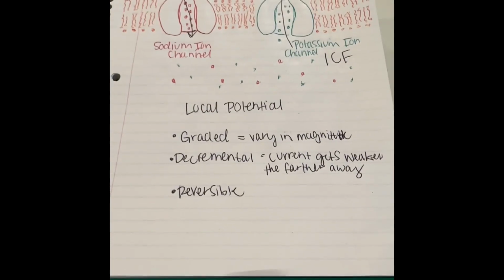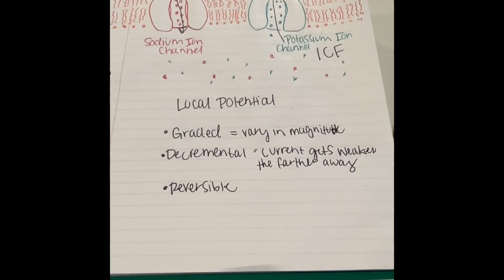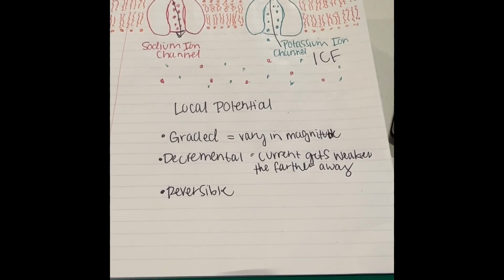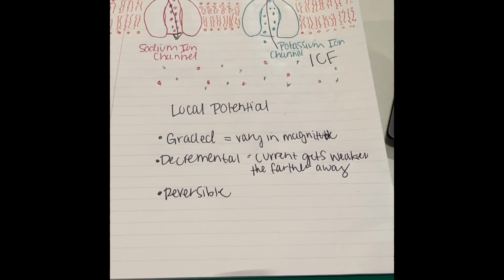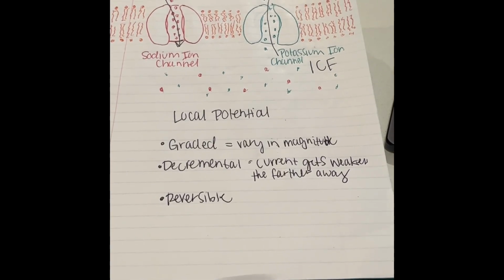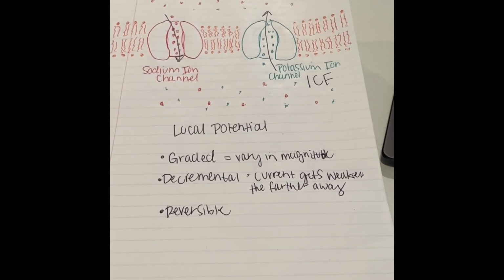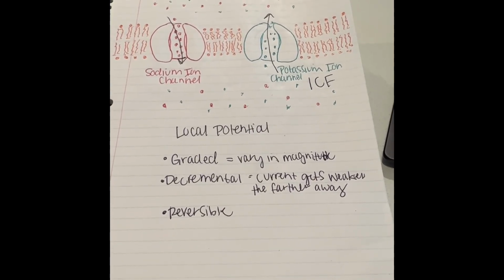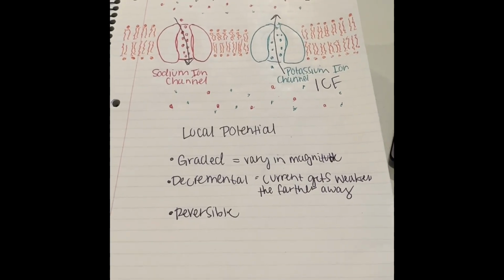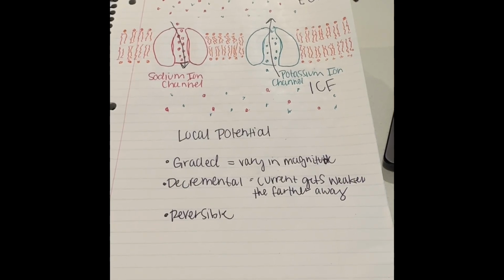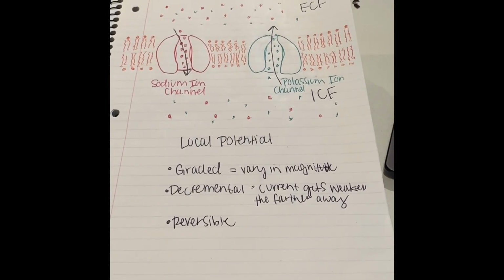A few more things to know about local potential is that they are considered graded, which means they vary in magnitude depending on the strength of the stimulus. The more stimulation that occurs, the more sodium channels will open, which means more sodium ions enter into the ICF. They're also decremental, so this means the current gets weaker the farther away you get from the site of the stimulation. And then the third thing is that they are reversible. If the stimulation stops, the membrane will return to its resting membrane potential.